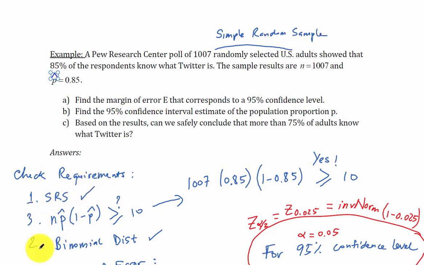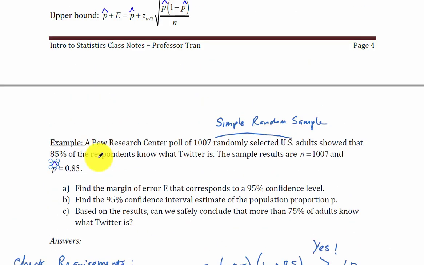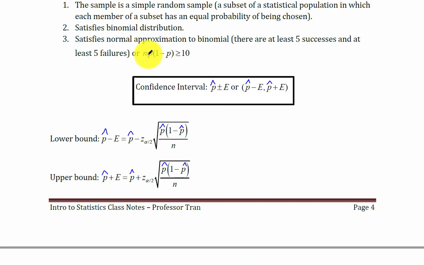The second one, this is a binomial distribution. Yes, because either they know Twitter or they don't. So yes or no, success or failure. And each person has an independent survey. So that is the requirement for the binomial distribution. The third one, we check for the inequality n p (1 minus p) bigger than or equal to 10.